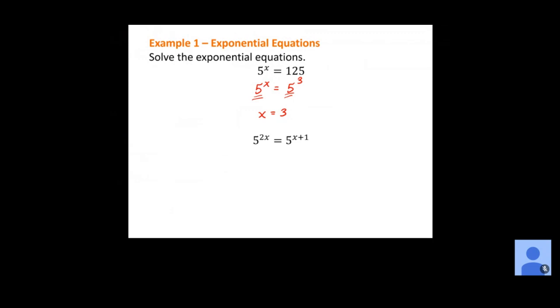Okay, all right, if we look at the second one here, we already have the same base on both sides this time, right? So both of these bases are 5. So what does that mean then?